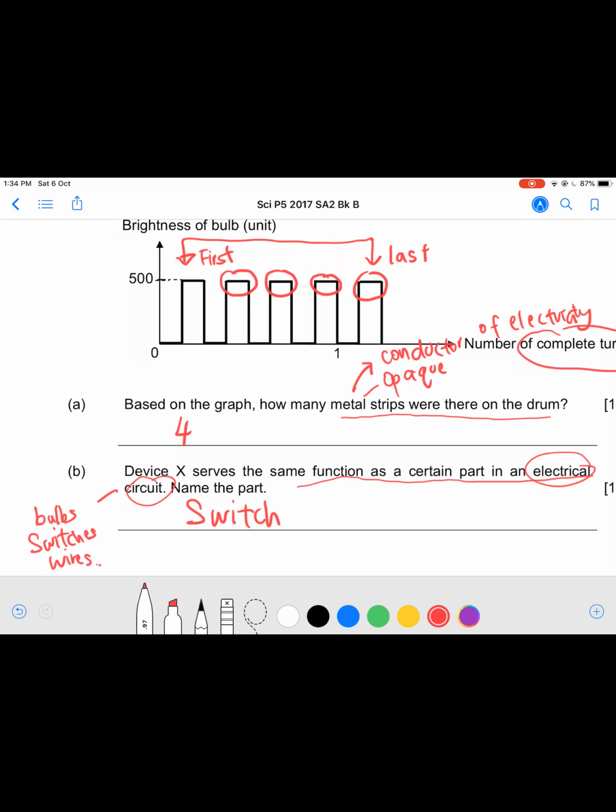right? So if you switch on to a particular mode, electricity cannot pass through. If you switch off, your light is off. That's because you have an insulator or a space, an open circuit. So the switch is the one that represents or resembles the device. Okay, next page.